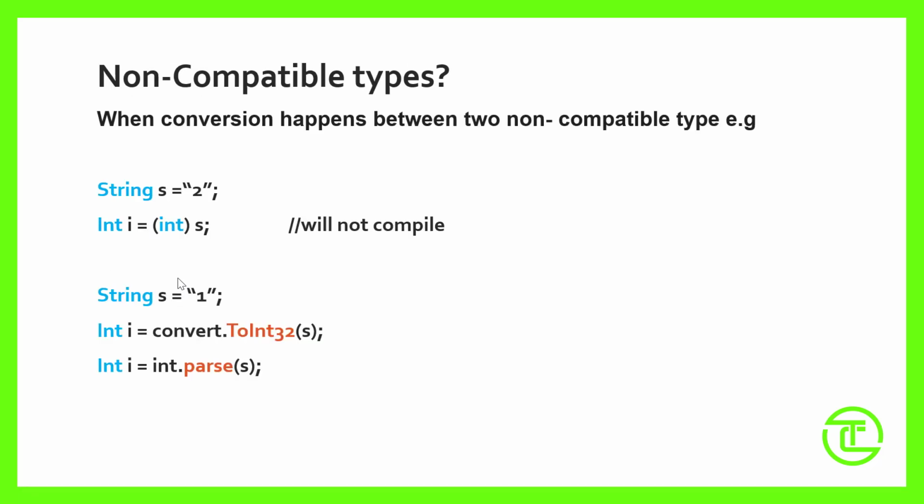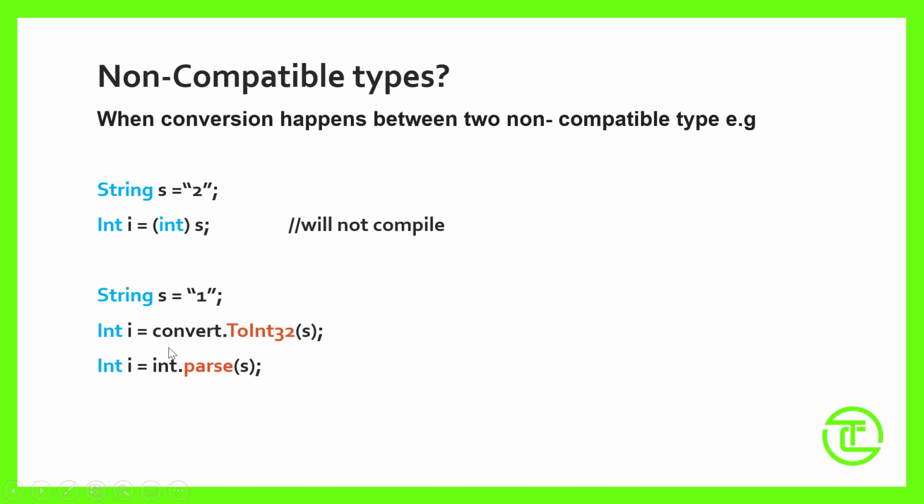So let's see what is the conversion between non-compatible types. When types are non-compatible in C#, you cannot do conversion explicitly. We have two ways to convert the variables which are non-compatible. Let's see how we can do. For example, you have string type variable s and you are storing 1 into the string type variable. So we have two ways. Number one is the use of Convert class, and number two is the use of Parse method.